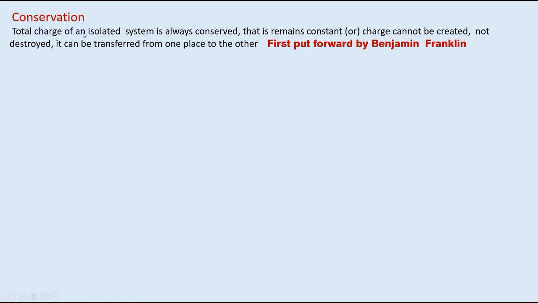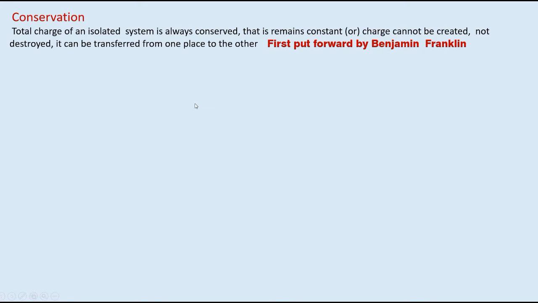Is it clear? So total charge in an isolated system remains the same, even though the internal distribution of charges may change. Some charge may go from one place to the other, but the total charge will remain the same. If the total charge initially is 0, finally also it will be 0. Initially means at some instant of time, finally means after some interval.